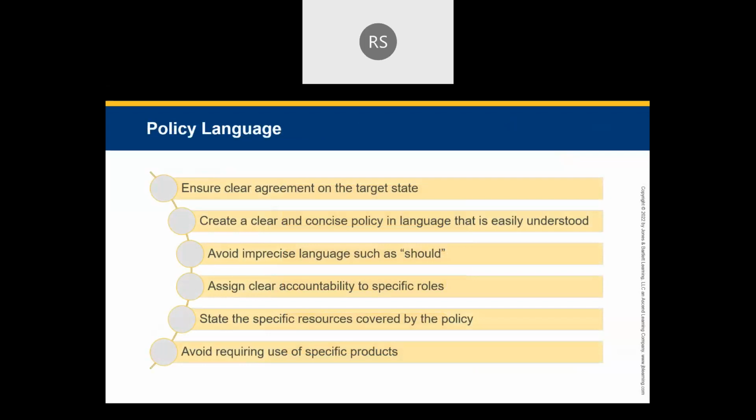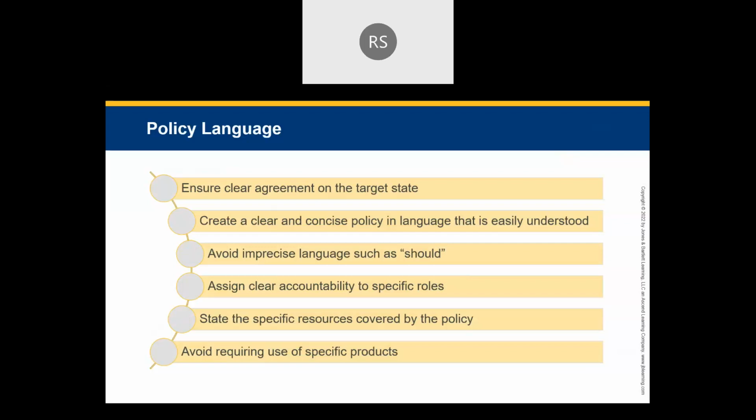Now, when it comes to developing policy language for your security policies, there are several important considerations to keep in mind. The goal is to create clear and concise policies that are easily understood and effectively communicated throughout the organization. So, some of the best practices for policy language is to ensure clear agreement on the target state. Before drafting a policy, it is important to have a clear understanding of the desired target state. This involves identifying security objectives and outcomes that the policy aims to achieve. By establishing agreement on the target state, all stakeholders then can align their efforts toward a common goal.